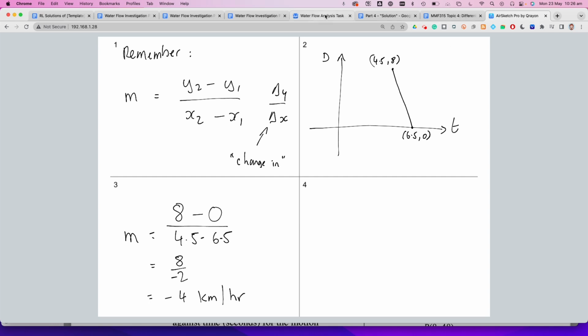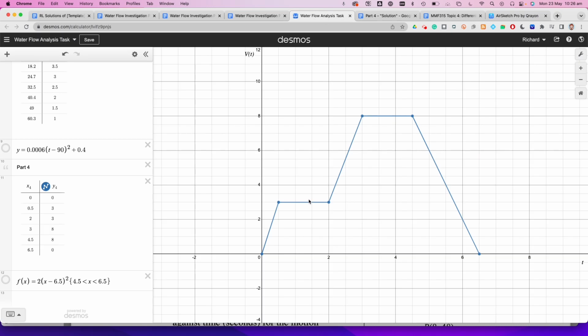But I want to go one step further. Here it is represented in Desmos, same graph. Travel here, travel here, travel here, travel here, travel here. And again, I'm going to focus on just the journey home. In reality, I wouldn't have got here and said, right, I'm starting off, and then I would have gone 4 kilometers per hour, bang, bang, bang, all the way through.